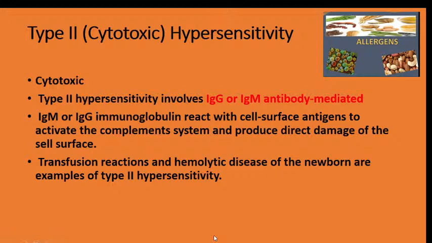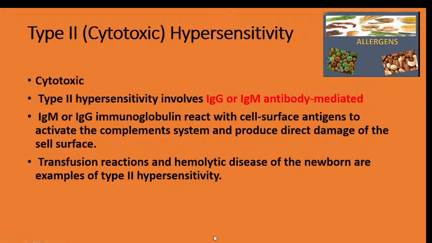So type 2 is called cytotoxic hypersensitivity. The IgM or IgG antibody will come in contact with the antigenic determinants on the cell surface, and help the cell surface to become opsonized by the antibody. This opsonized cell is phagocytosed by the macrophages. The antibody facilitates the association between the phagocytic cells and the antigen bearing cell.